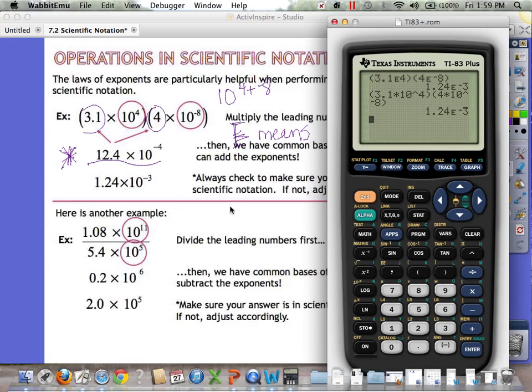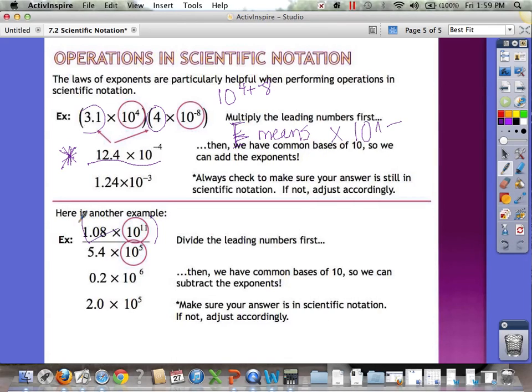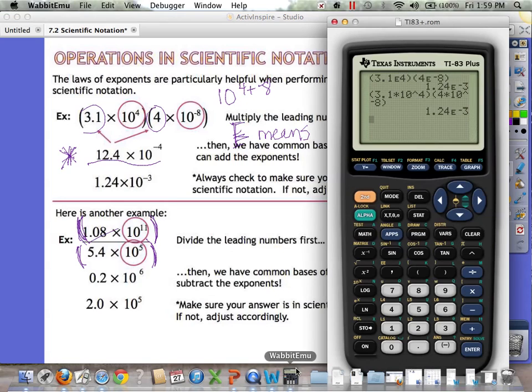Okay, now same with your division problem right here. The only thing you must remember is that this is an expression, and expressions need to go in parentheses, okay? It needs to go in parentheses and then hit division, or you will have a mess. So watch what I do. Okay, I'm going to clear that out. All right, so I'm going to put a parenthesis, 1.08 second EE 11. Close it off, divide.